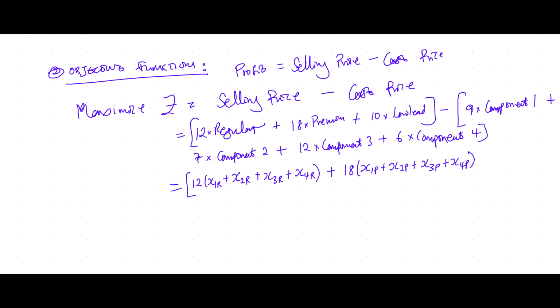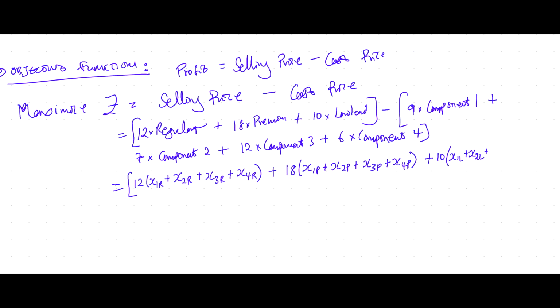Right? Then we have low lead, plus 10 times component 1 in low lead plus component 2 in low lead plus component 3 in low lead and component 4 in low lead.